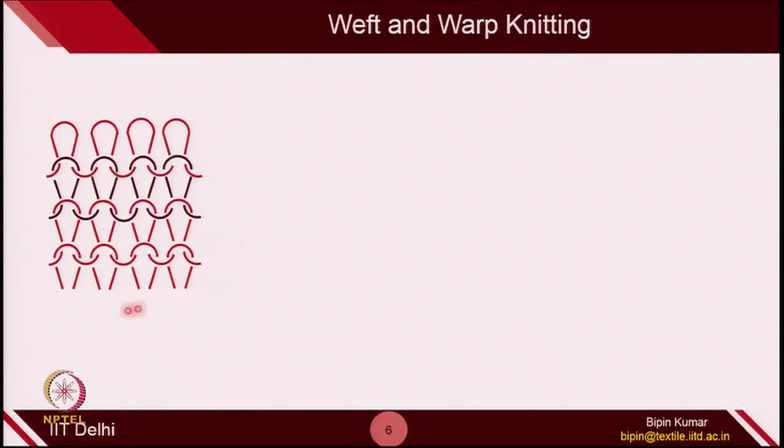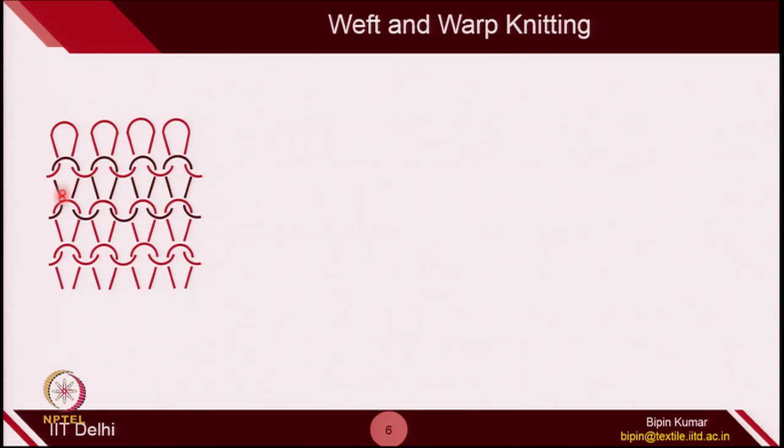Now come to the other segment which you might have seen in real life, but it is very difficult to notice or differentiate between these two structures. So let us see what we mean by weft and warp knitting. Weft knitting, if you see this structure which we are following from lecture 1, is the most simple one, where you can see there are 4 wales and 4 courses.